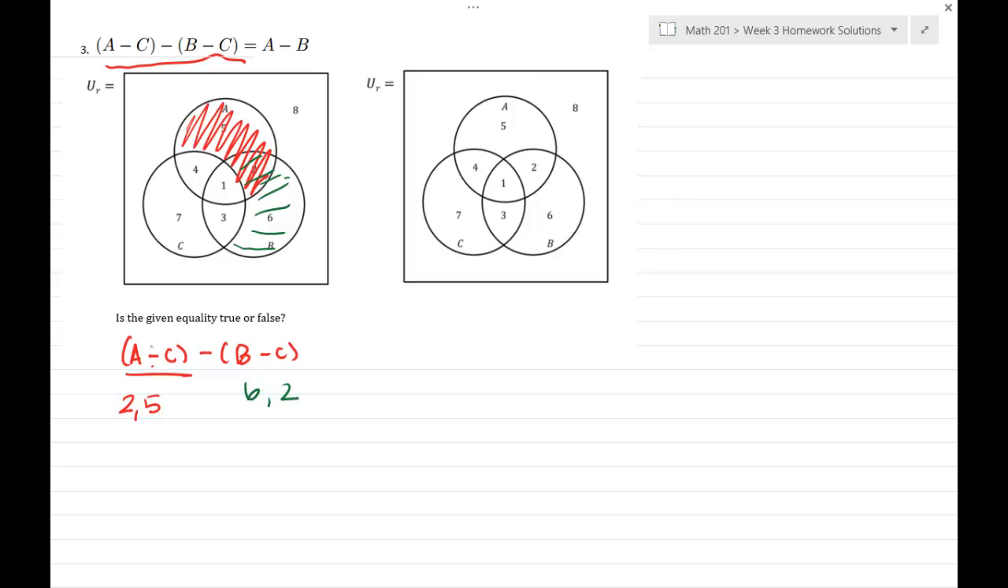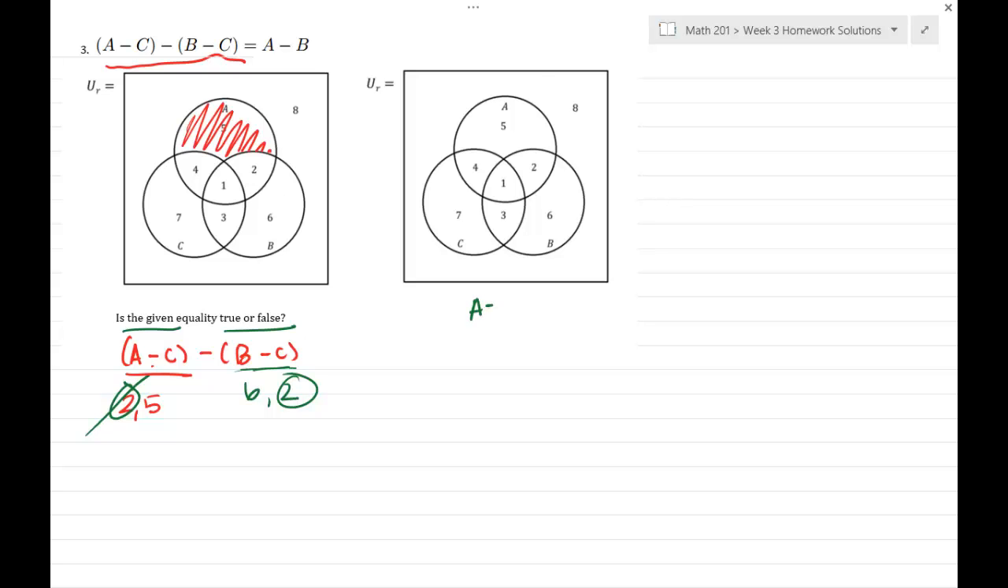Now I'm taking A minus C and I'm subtracting B minus C. So this means remove any regions of B minus C that overlap in A minus C. The only region that's doing this is 2. So this means remove 2 from A minus C, so you'll remove this overlap here. And 6 was never in A minus C to start, so nothing happens if I do that. And so I'm just left with region 5.